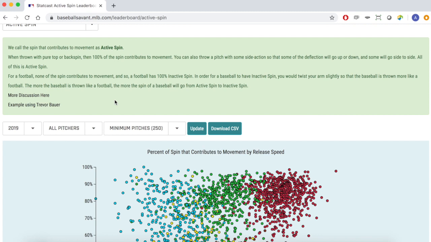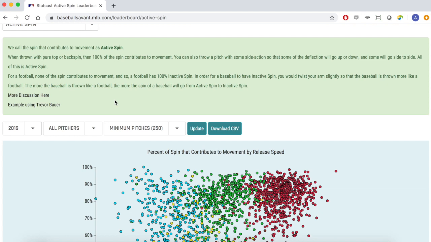Without going too deep into a physics lesson here, the easiest example is if you think about a football or a bullet. Those spin a lot. There's a very high spin rate, but there's no movement in the direction of that spin. That's all kind of wasted, useless spin. The spin is side to side, but the movement of the football is not side to side. It's a little bit different for a baseball.